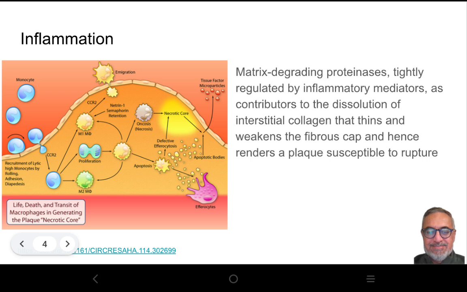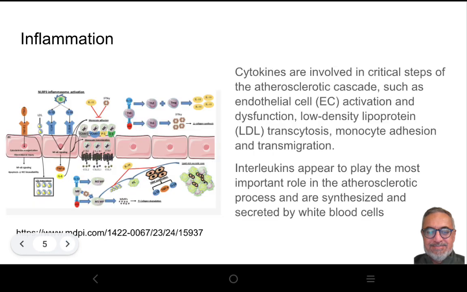The inflammation part of this includes matrix degrading proteinases that are tightly regulated by inflammatory mediators, and this was felt to contribute quite a bit to the plaque rupture. Cytokines are involved in the initial steps of the atherosclerotic cascade, including endothelial cell activation, LDL transcytosis, monocyte adhesion, and transmigration. And they play a very important role in the atherosclerotic process.